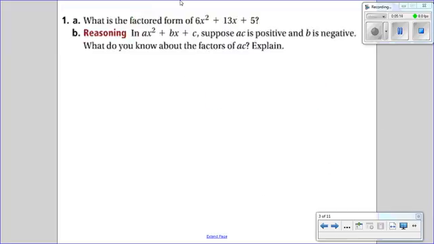Okay, let's try another one. So we're going to find factors of a times c. A times c: a is 6, c is 5, so that's 30. So we're looking for factors of 30.